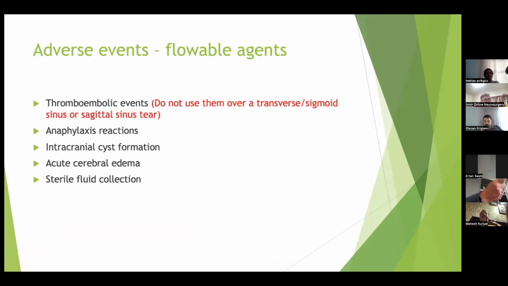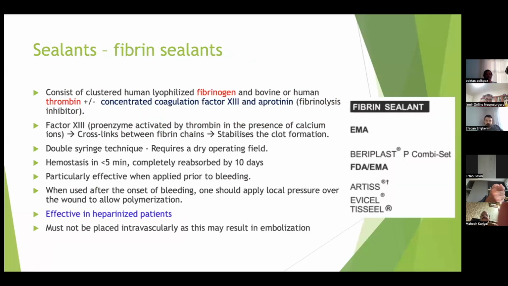But the main thing to note is we cannot use it like if there is a bleeding, you are doing a craniotomy over the superior sagittal sinus, or you are doing a retrosigmoid craniotomy, and the sinus starts to bleed. If there is a big sinus tear, you are not advised to inject FlowSeal or SurgiFlow into the sinus, because it can lead to thromboembolic events. But it can be safely used in the cavernous sinus. That is an exception. Then it comes with anaphylactic reactions, intracranial cyst formation, cerebral edema, and sterile fluid collection.